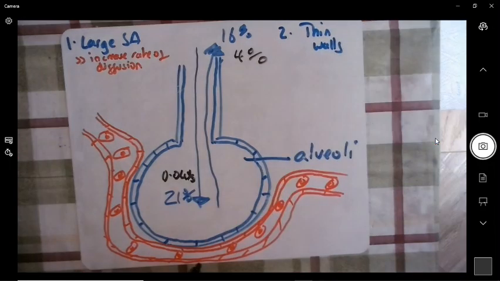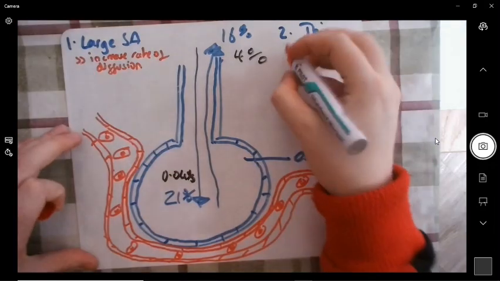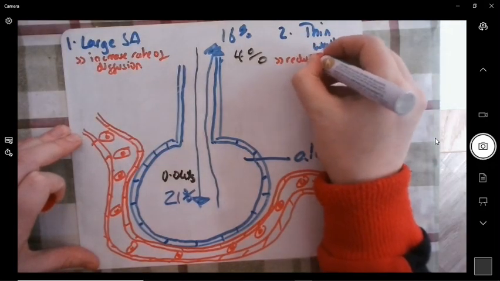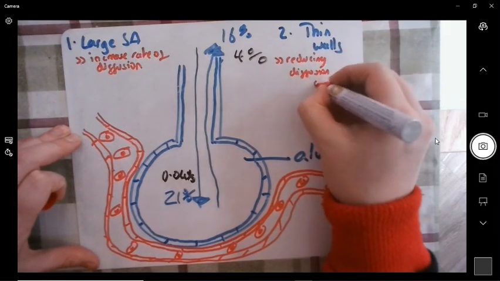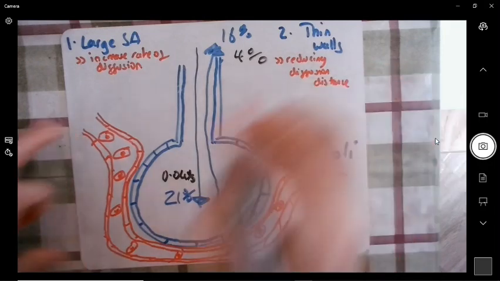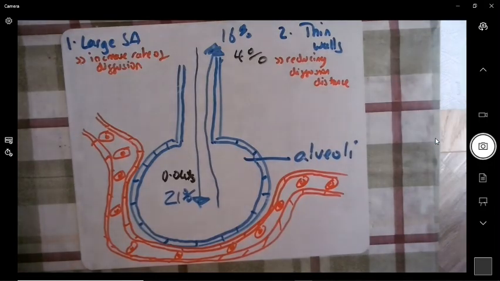They're not thin cell walls. No, it's animal, doesn't have cell walls. But it does have a wall made of cells. So it does have really, really thin walls. And what that's doing, it's reducing the diffusion distance. So there's less distance for the oxygen and carbon dioxide to travel.